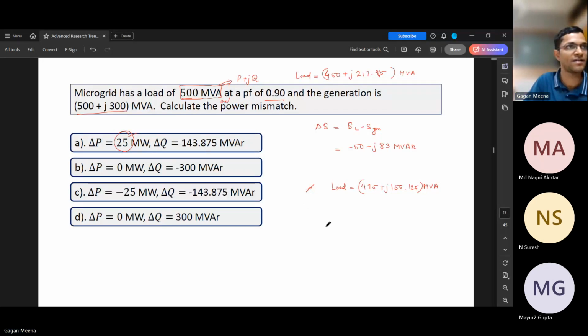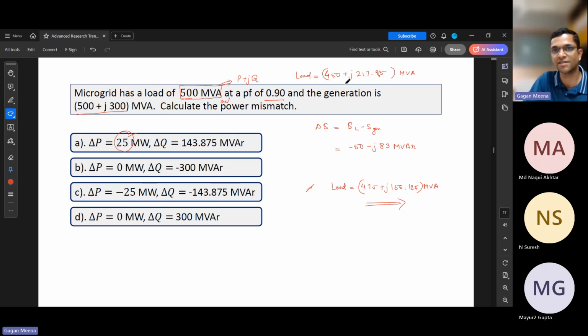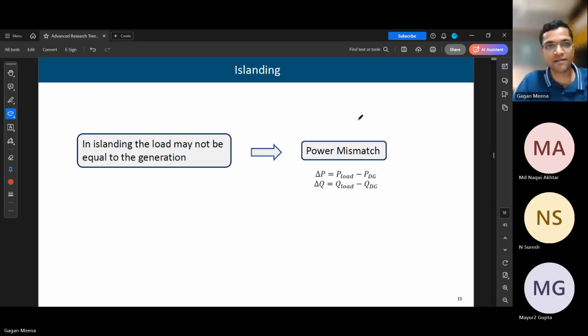Yes, so if you take this power factor as 0.95, then you will get answer A. For 0.9, the answer will be approximately -50 minus j82.05. Okay, this we already discussed.